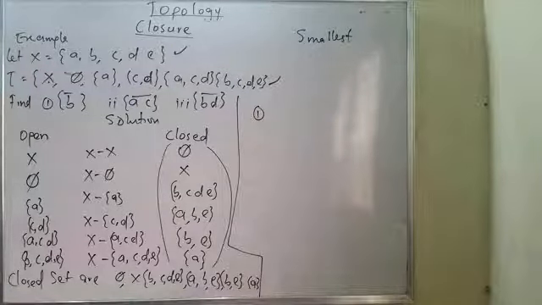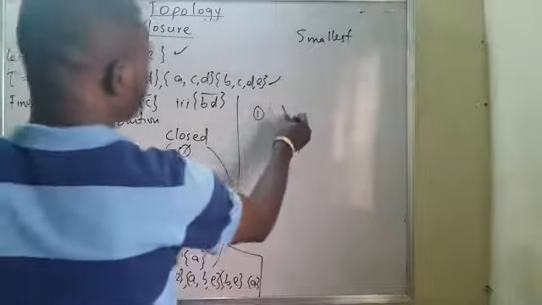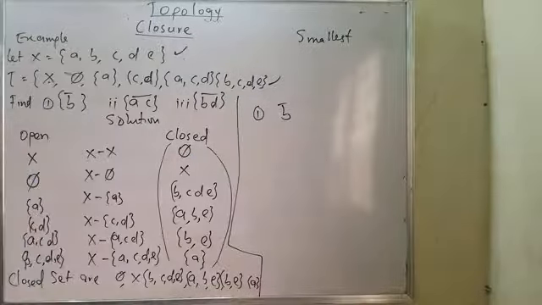Now, for me to find my B closure, how do I go about it? To find B closure, find all closed sets containing B and select the smallest.